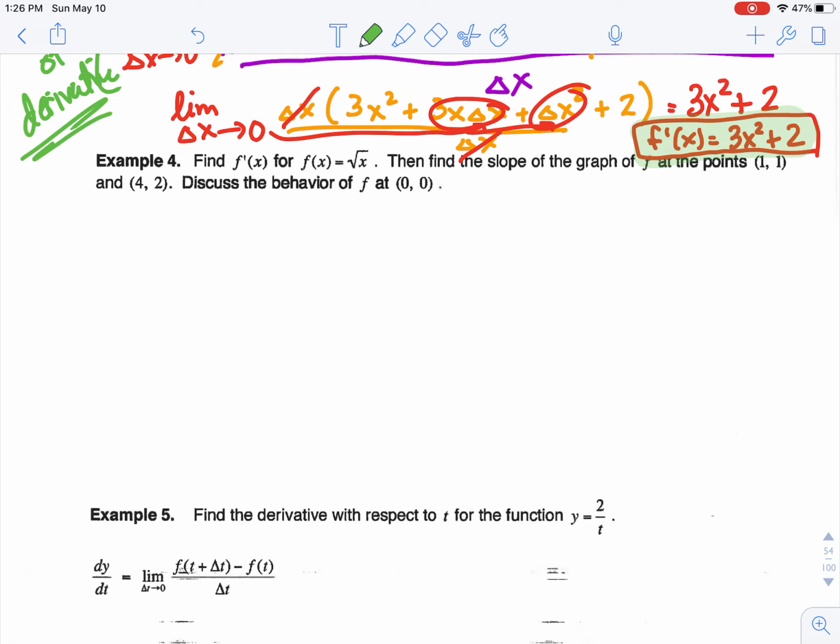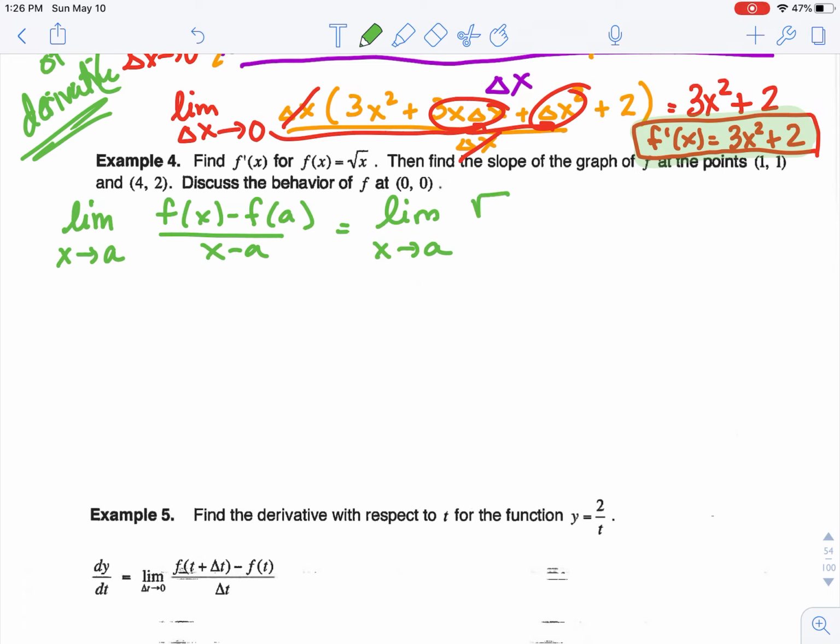Find f prime of x for f of x equals square root of x. Then find the slope of the graph at those 2 points. Okay, how about I use the alternate form for this one? Because again, you can really pick either one. So I'll do the limit as x approaches a of f of x minus f of a over x minus a. All right, so let's see what that gives us. f of x is just square root of x. f of a is just square root of a, over x minus a.